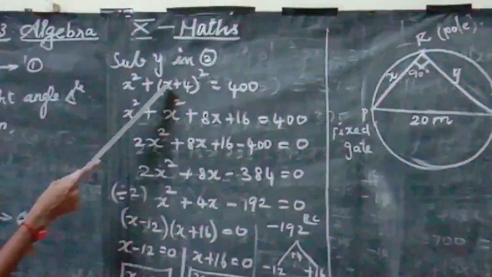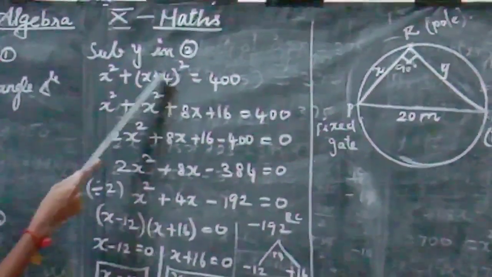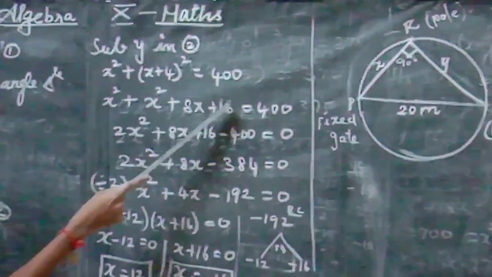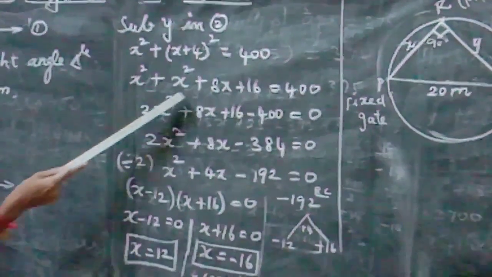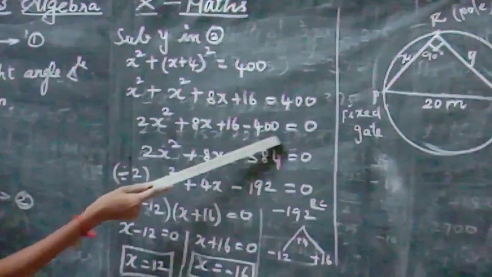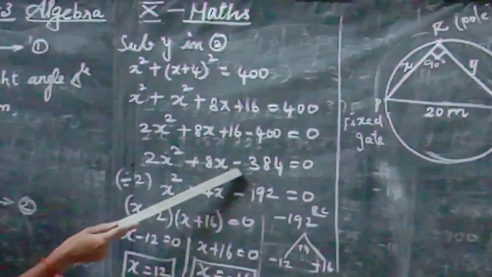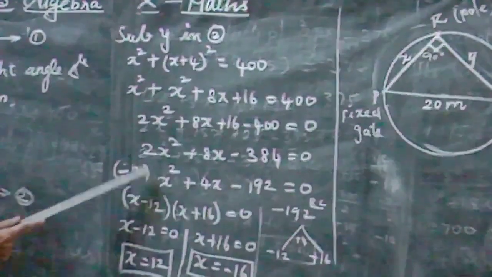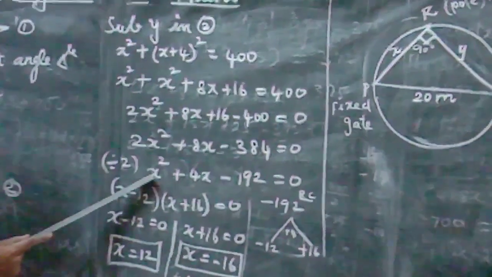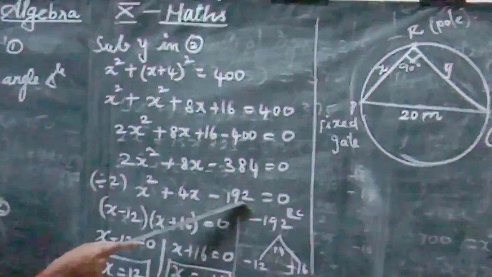x square plus x plus 4 whole square, (a plus b) whole square formula: a square plus 2ab, 2 into 4 into x, 8x, plus 4 square is 16, is equal to 400. x square plus x square, 2x square plus 8x plus 16. Move 400 to the left hand side, minus 400 is equal to 0. 2x square plus 8x plus 16 minus 400, the value is minus 384, is equal to 0. Divided by 2: 2x square divided by 2 is x square, 8x divided by 2 is 4x, and minus 384 divided by 2, minus 192, is equal to 0.